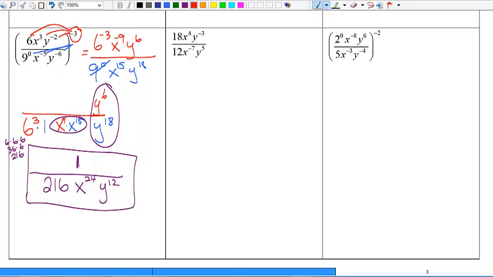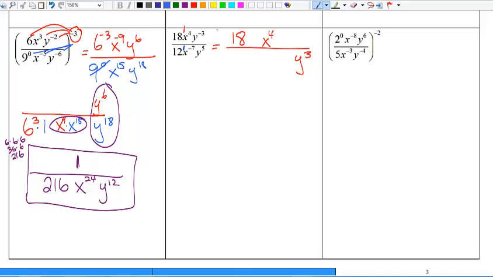Yay! So the first thing I should do here is make all of my exponents positive. Now don't forget that 18 has a positive exponent. It's going to stay in the numerator. X to the 4 is a positive exponent, it stays, but y to the negative 3 moves downstairs to become y to the positive 3 in the denominator. I'll do that in blue.